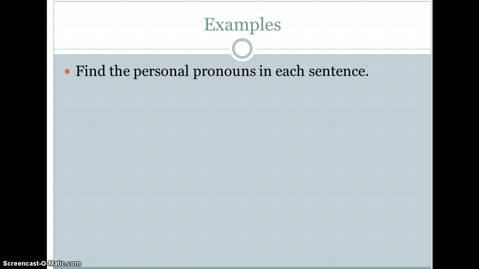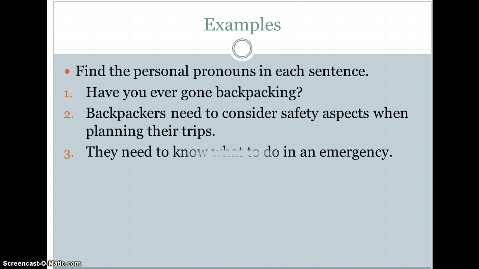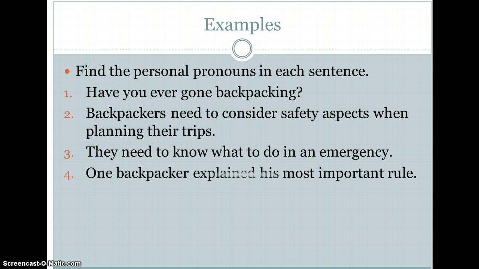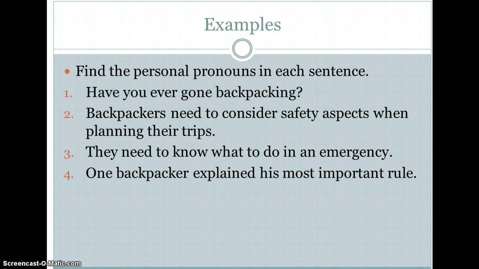So let's look at some examples. Find the personal pronouns in each sentence. Write these down in your notebook. Write down the personal pronouns. I'm not going to tell you the answers right now. We'll talk about them tomorrow. There are 4 sentences. You may want to pause the video, read over the sentences, and then determine the pronouns. Don't just pick out words that look like pronouns. Make sure you read the entire sentence too.